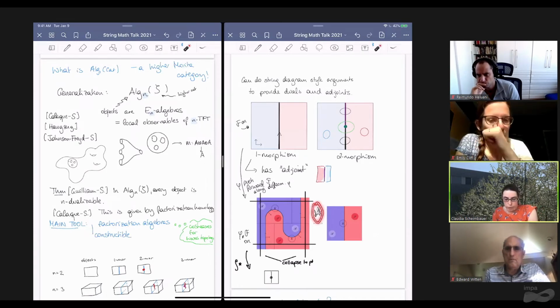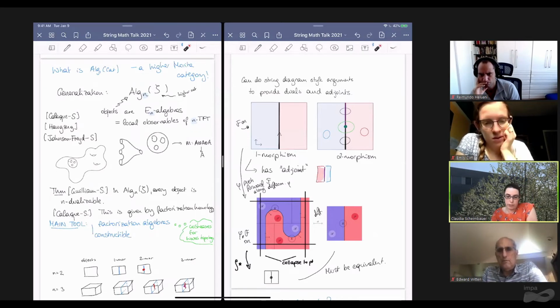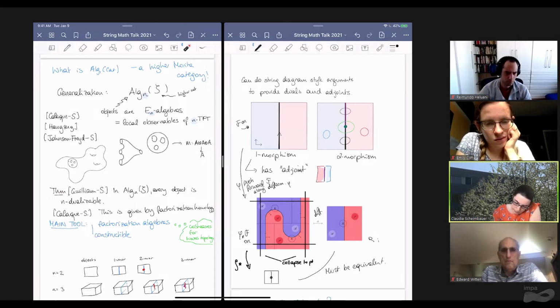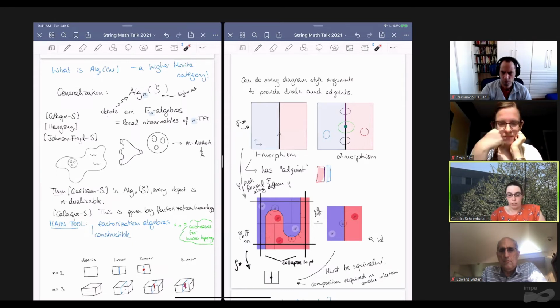But now I also had a diffeomorphism from this guy over here. And indeed, these have to be the same. And the right-hand side is just an identity. And this here is the composition required in the snake relation for having duals or for having adjoints. So hopefully the takeaway message here is that you can do a sort of string calculus with these pictures. One can play around with these push forwards and produce new objects, new morphisms, and have a string calculus type argument.